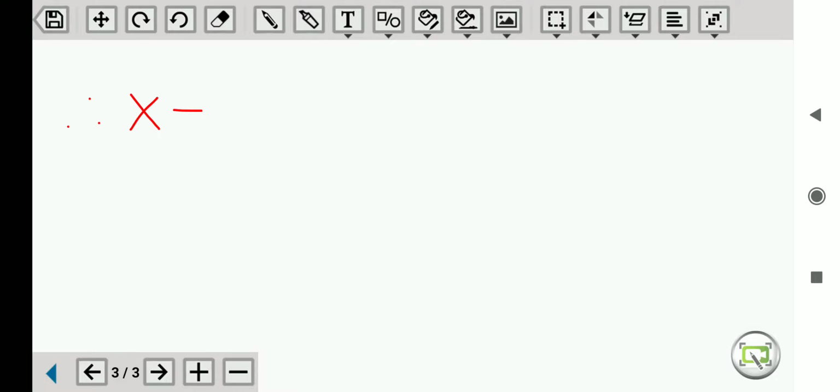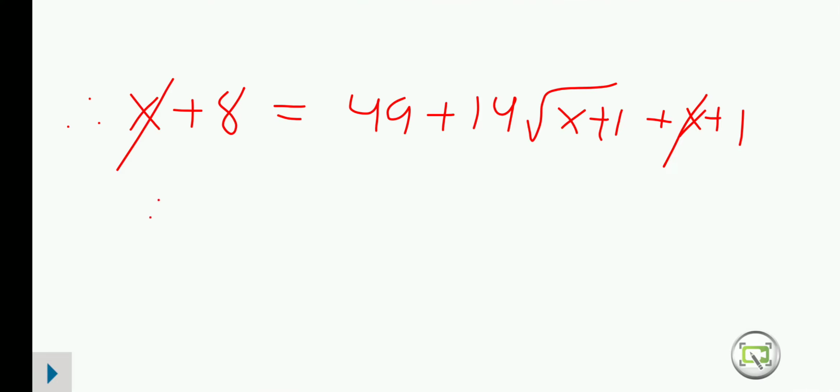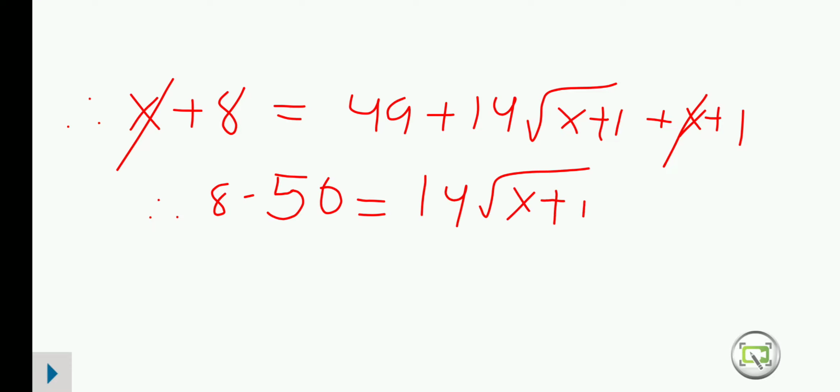Therefore, x plus 8 will be equals to 49 plus 14 root x plus 1 plus x plus 1. This will get cancelled. Therefore, 8 minus 50 is equals to 14 root x plus 1.